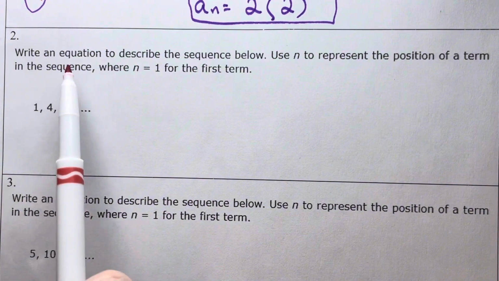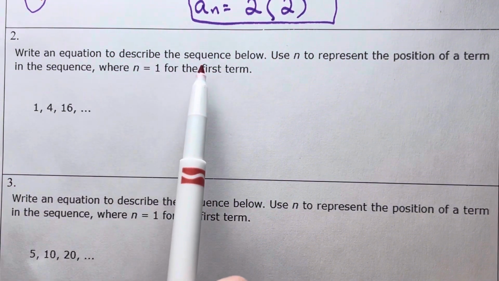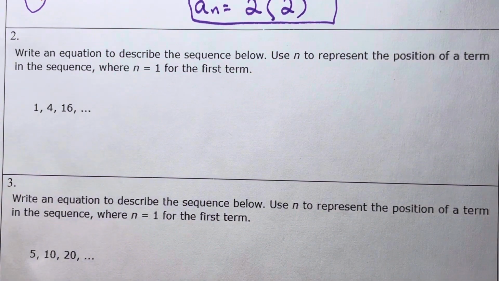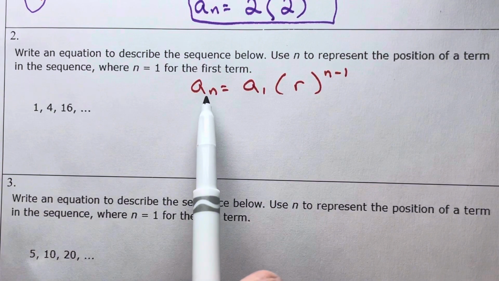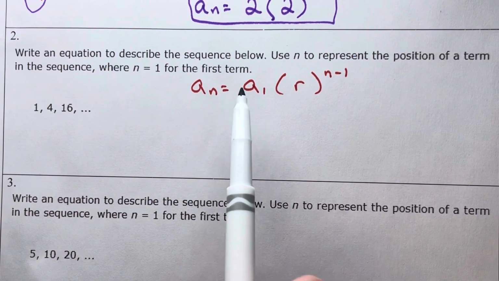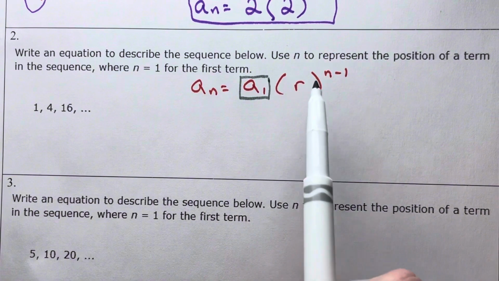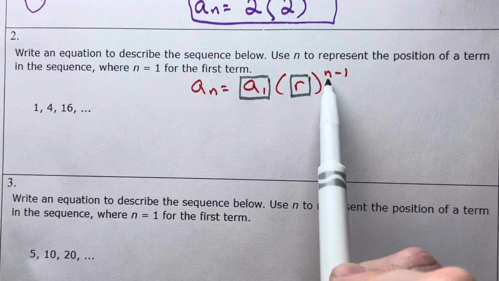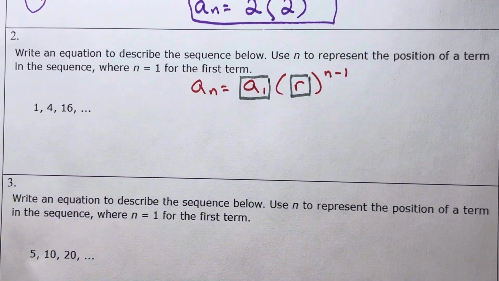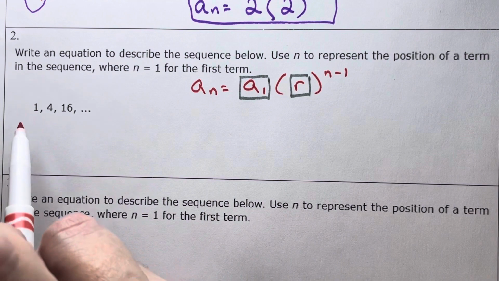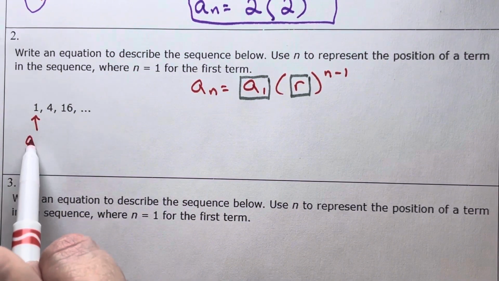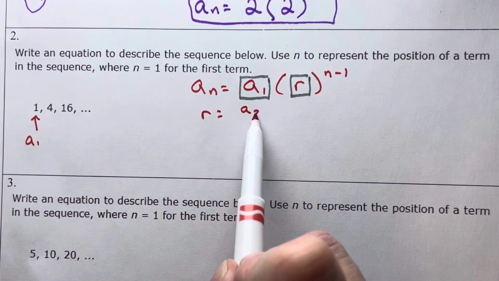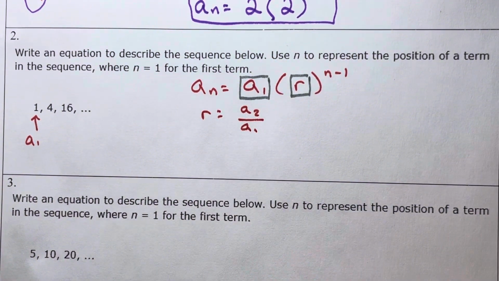In our second example, we're going to write the equation to best describe the sequence below of 1, 4, and 16. Knowing that our rule for this geometric sequence comes from the first term times the ratio between our second and first term to the power of n minus 1, let's see what we've got to get us started. So our first term is right here. It's a sub 1. So now all I need is r. And we remember that r comes from the second term divided by the first term.